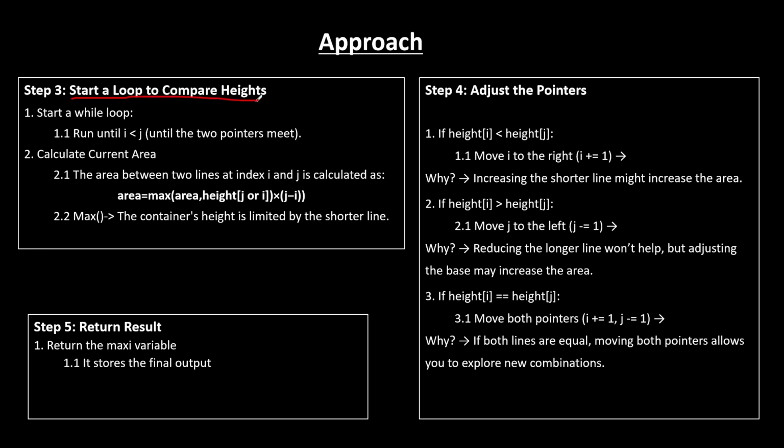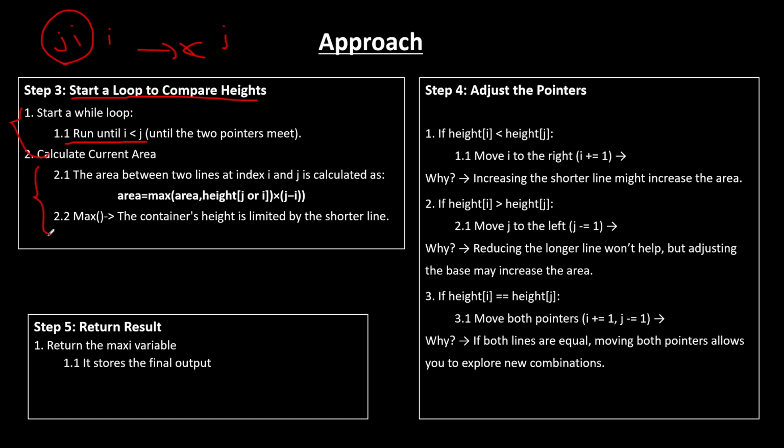Start a loop to compare heights. Fine. The first condition is given as: in the loop, while i is less than j, the while loop will continue. Why i less than j? If you haven't noticed, we are coming from two directions, right? And whenever j crosses i or i crosses j, it means the complete iteration is done, right? That is why we are using i less than j.